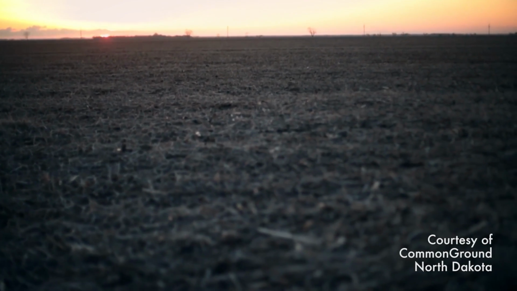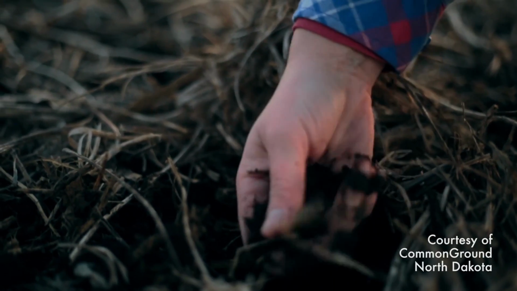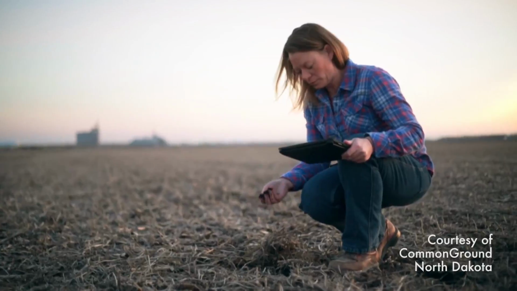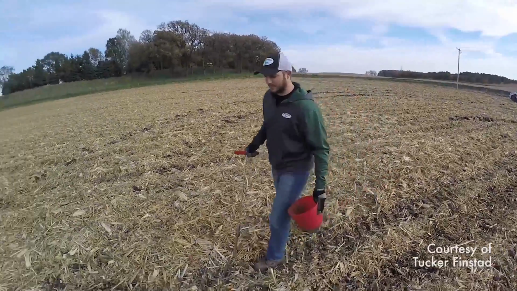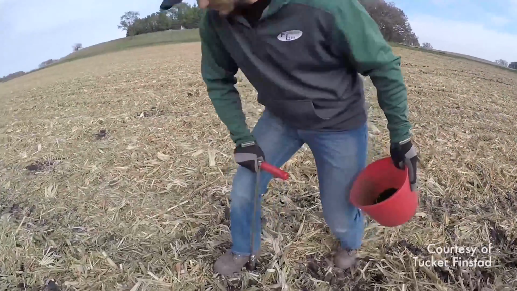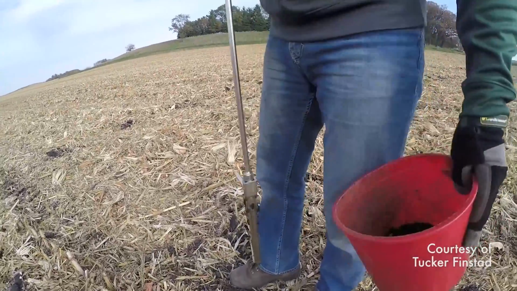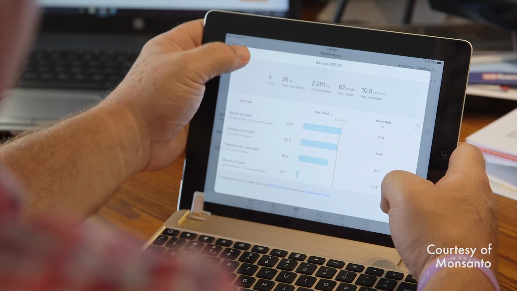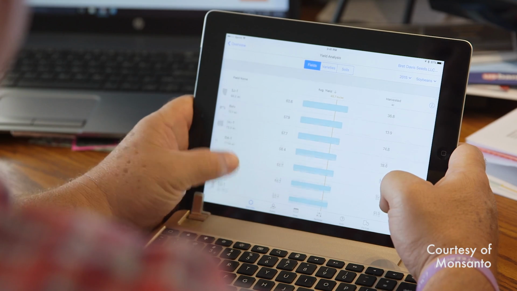A question that has been around for decades is, should I sample fields by grid, or do I sample by zone? Sampling by zones works well and is more economical when known patterns of soil nutrients exist, or when patterns of yield variation from yield mapping are similar over multiple years.